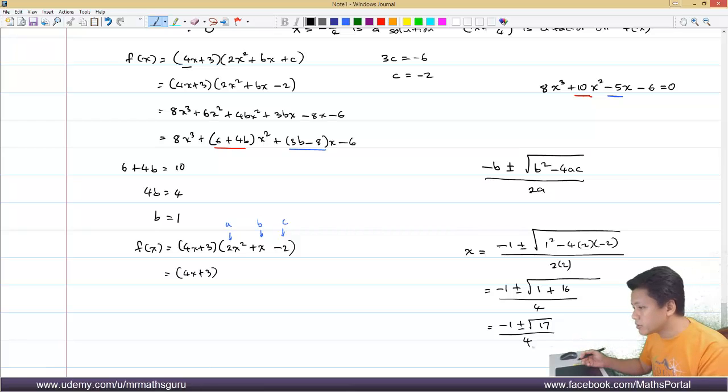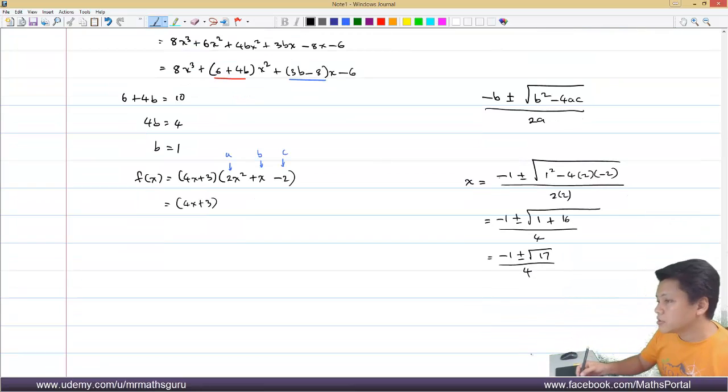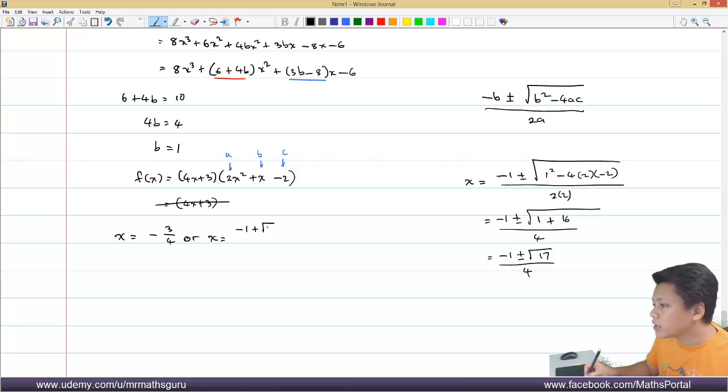Okay, we can leave the answer like this. Okay, or we can also use calculator to find the exact value in decimal. But I choose not to. So let's just put x either be minus 3 over 4, or x is equal to minus 1 plus square root of 17 over 4, or x is equal to minus 1 minus square root of 17 over 4. So that is the solution to this question.